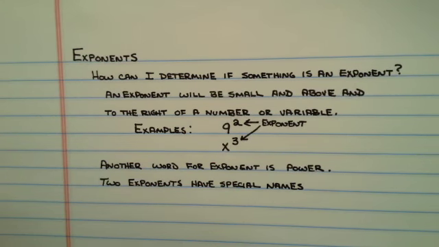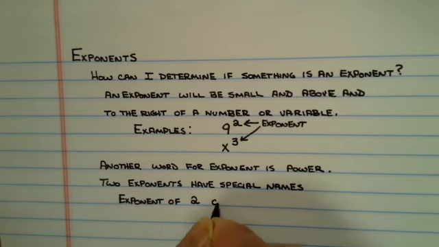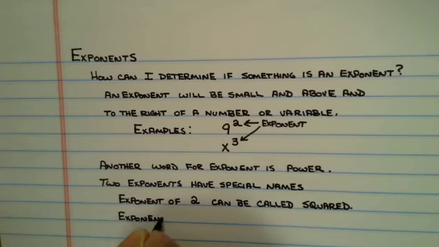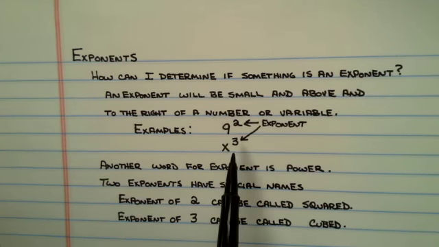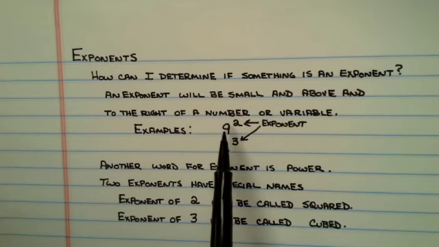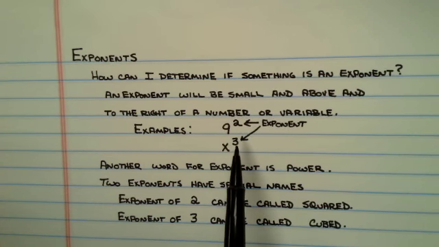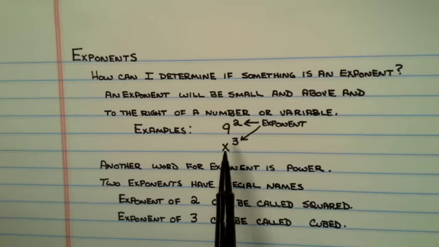However, there are two exponents that have special names. An exponent of 2 can be called squared, and an exponent of 3 can be called cubed. So looking at these two examples, I could say this is 9 to the second power, or I could say it's 9 squared. This one, I could say it's x to the third power, or I could call it x cubed.